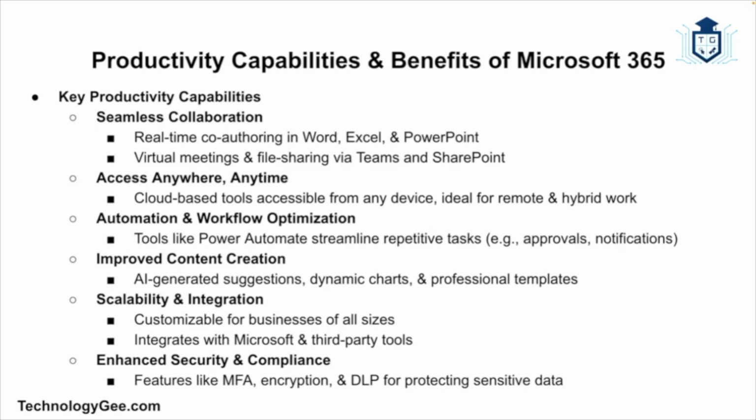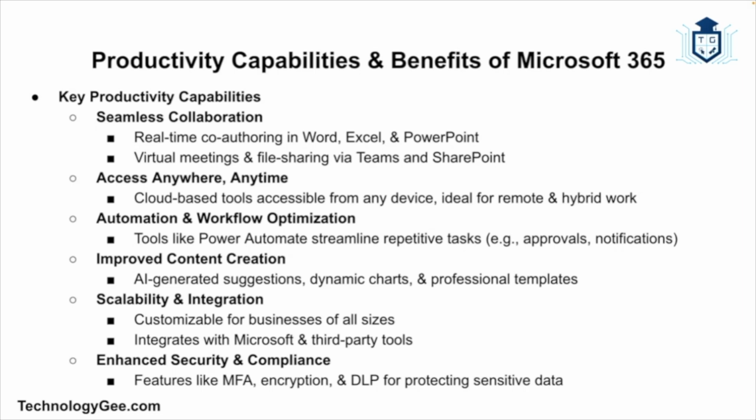Then the next capability is access anywhere and anytime. So Microsoft 365 operates on the cloud, which means users can access files, applications, and communication tools from virtually anywhere using any device. And this flexibility is particularly vital for remote and hybrid work environments. Then we have automation and workflow optimization. So with tools like Power Automate and Power Apps, businesses can automate repetitive tasks, streamline workflows, and enhance efficiency. So for example, employees can automate approvals, notifications, and data collection processes.